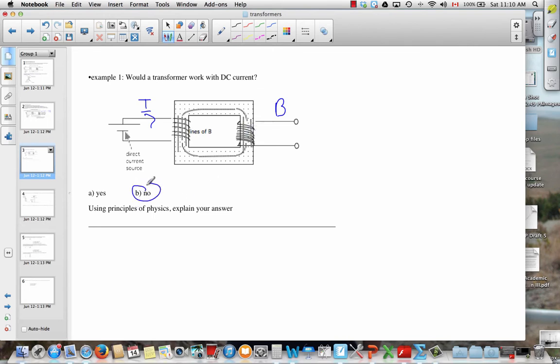In order to get induction, you actually need a changing field, because a changing field will give you a changing flux, which will give you an induced voltage. A constant field will not give you a changing flux and will not give you an induced voltage. So you'll get no output from a transformer with a DC source. You need an AC source.